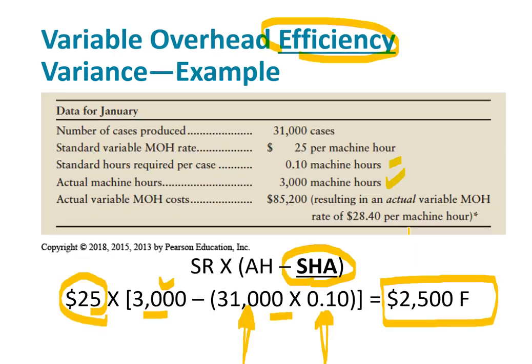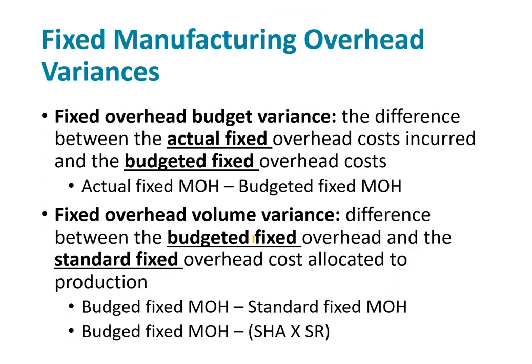All right, I didn't mean to flip so fast, so if you want to digest this, just go back and look carefully. And remember, if they ask you what is the overall variable overhead variance, then you have to put together both the rate variance and the efficiency variance to get the overall variance.